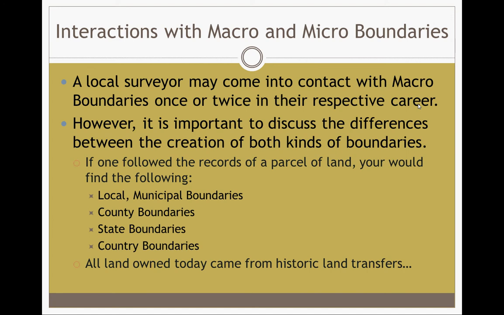All of the land that is owned in America today came from a historic land transfer of some kind. Even if we go all the way back to the end of the Revolutionary War with the Second Treaty of Paris, Great Britain gave us all of the lands east of the Mississippi. So all of that land, even where we live in Mississippi, came from that historic land transfer from Great Britain.